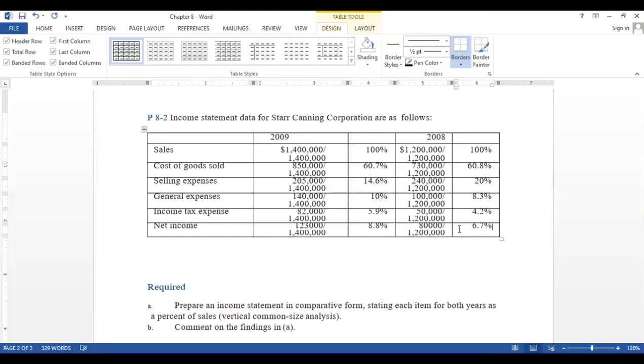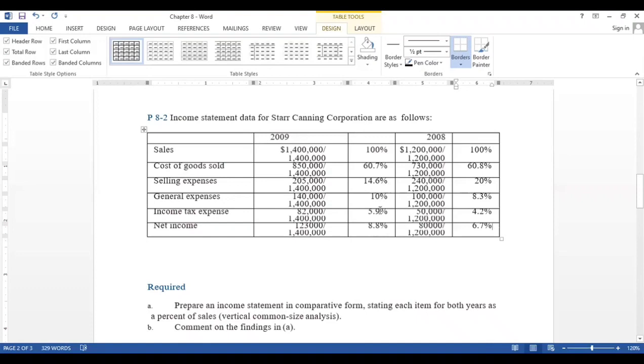These percentages are with respect to sales, and now we have to comment on the findings. As you can see, the net income for 2009 is 8.8% with respect to sales, which is greater than the net income percentage of 2008, and this increase is due to a heavy decrease in selling expense. In 2008 it was 20%, and now it is 14.6% with respect to sales. So this is the major reason that causes our net profit to rise.